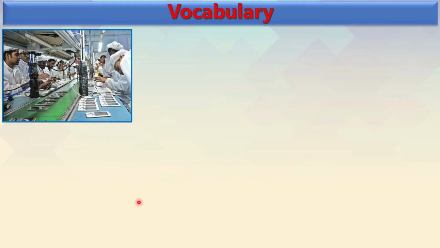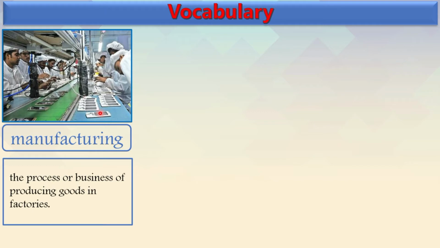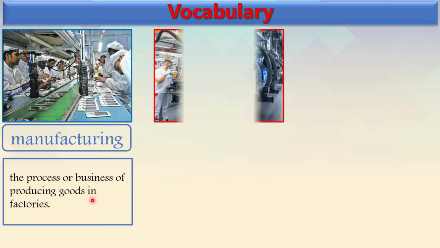What can you see in this picture? Good. You can see people in a factory making phones. They are manufacturing the phones. So manufacturing is the process or business of producing goods in factories. Next word.